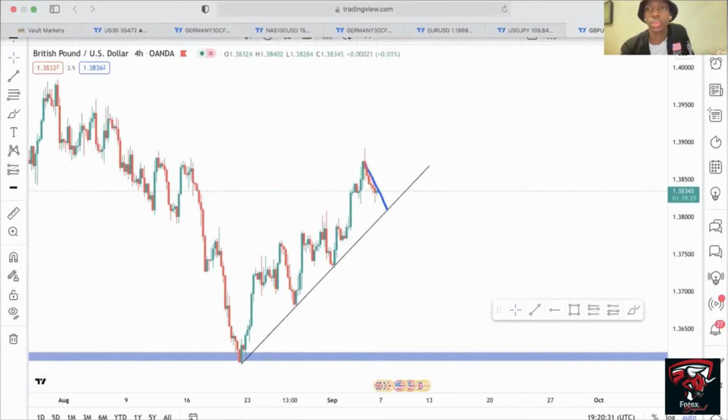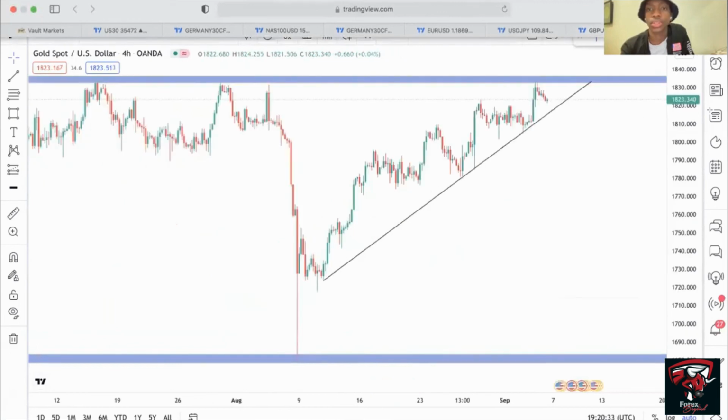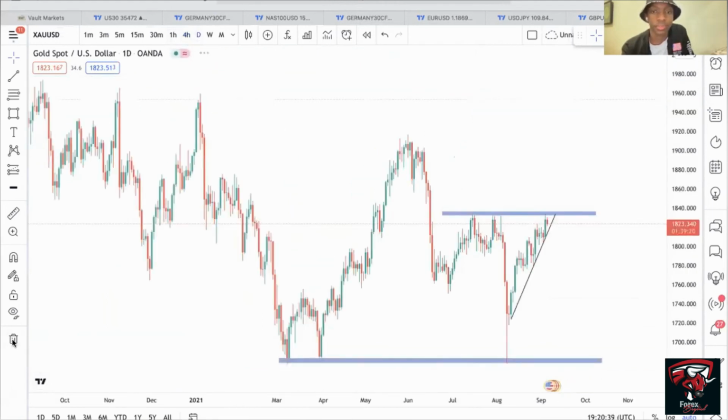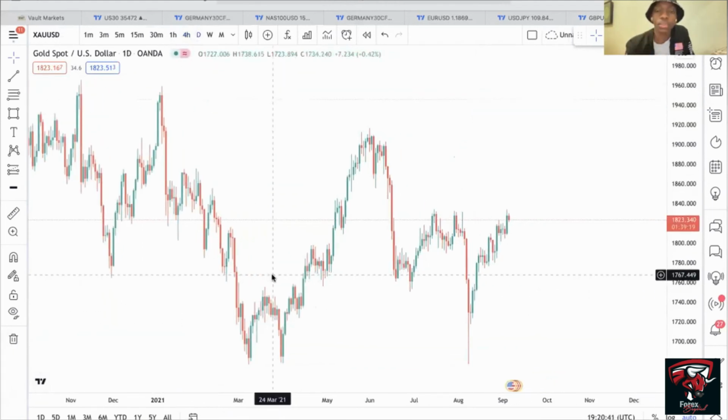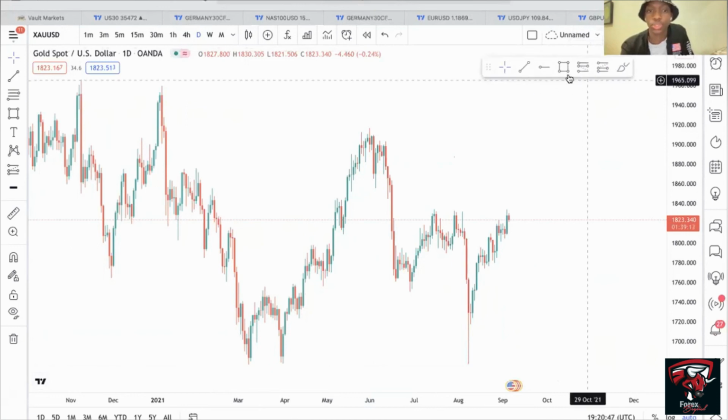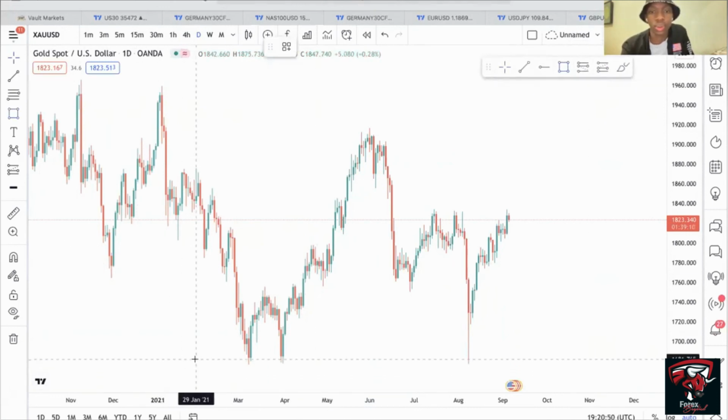So let's look at gold. The last one. Gold is selling. Gold is gonna drop big time. Guys, the thing about gold is it likes to move in zones a lot. I'm not saying it doesn't respect trend lines, it does, but it likes to move in zones. Let me just analyze gold.